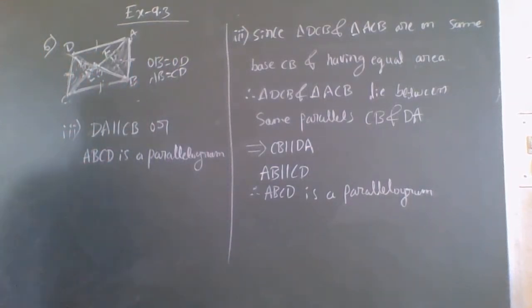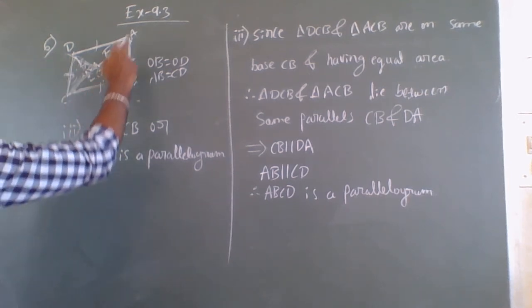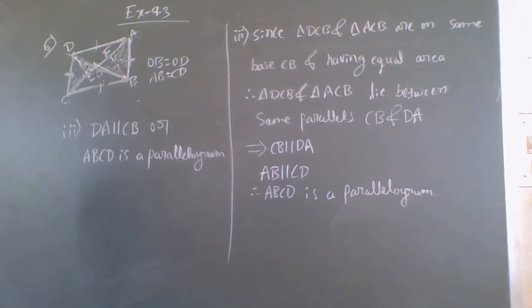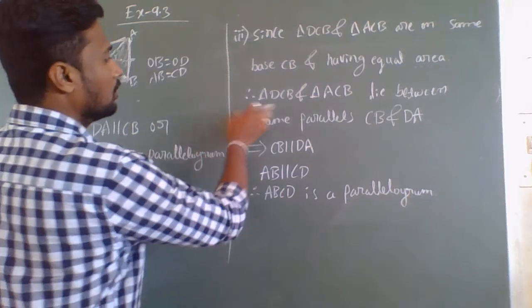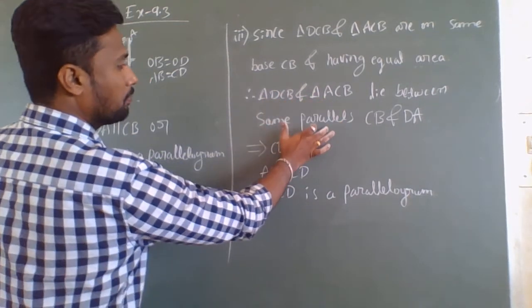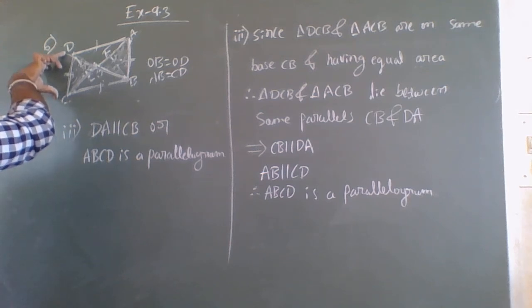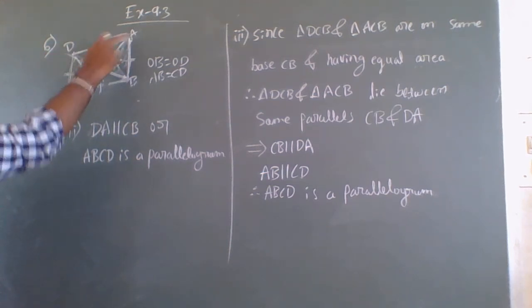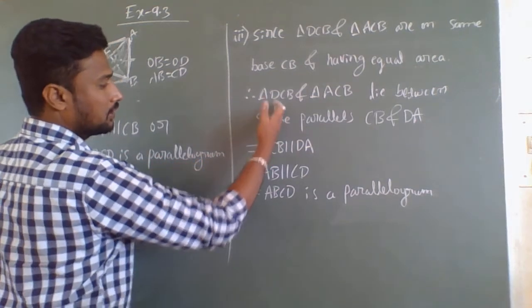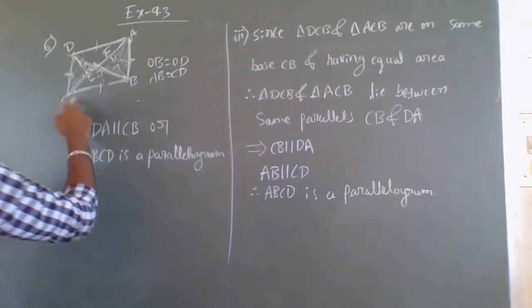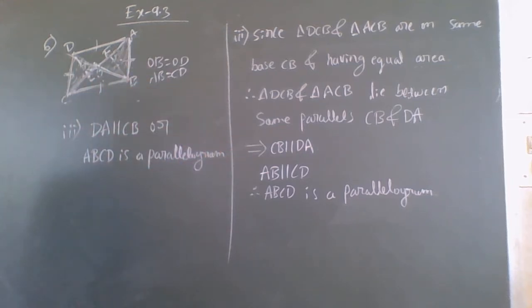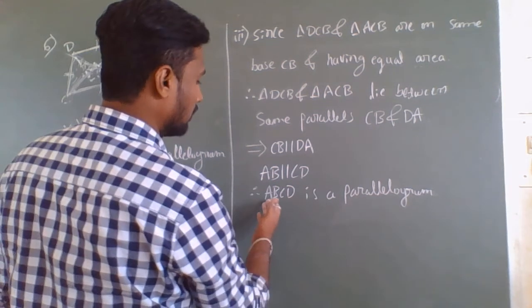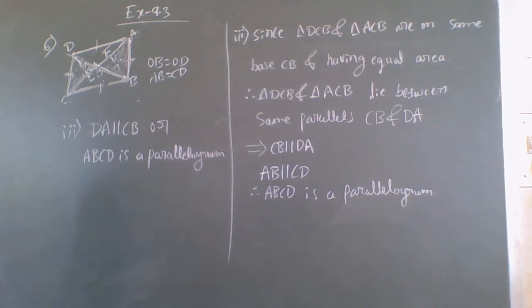Hence we have done the third question. So here we know that DCB and ACB are equal in area and these two are on the same base CB, therefore these two triangles should be between the same parallels. So what are the parallel lines? We can say DA and CB. This means CB is parallel to DA, and we know that already AB is parallel to CD. If opposite sides are parallel to each other, then we can say that ABCD is a parallelogram.